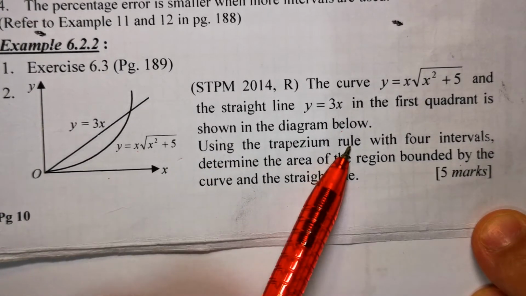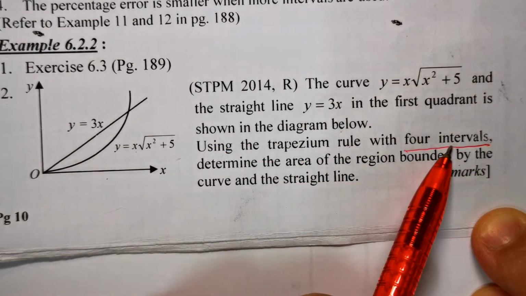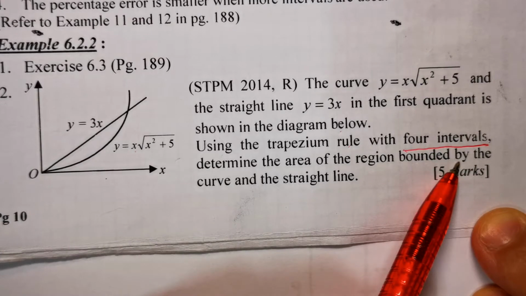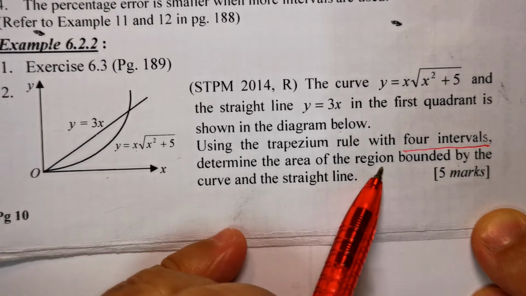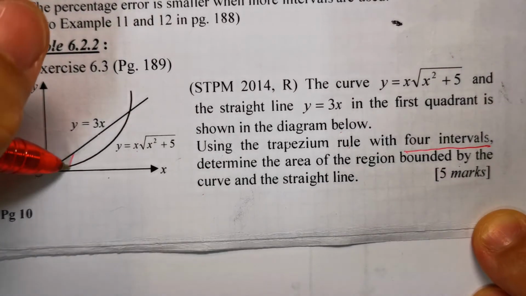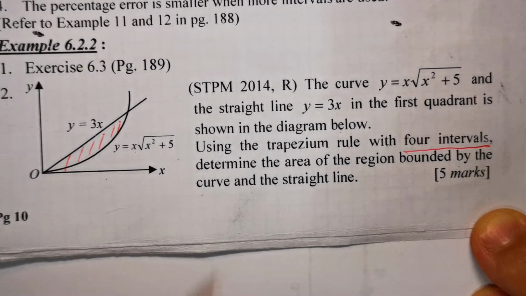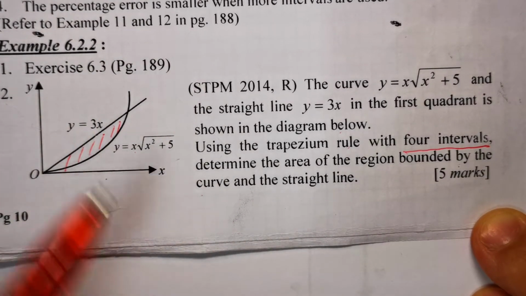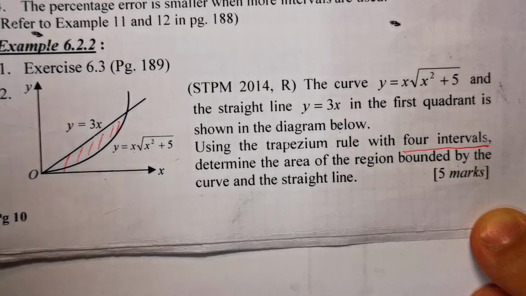Use the trapezium rule with 4 intervals. You see, this is the only year they use the term interval. Others are more on ordinates, right? Determine the area of the region bounded by the curve and the straight line. They actually want this one. More words, okay? More working, but yet only 5 marks also. Okay, all right, let's see the solution.